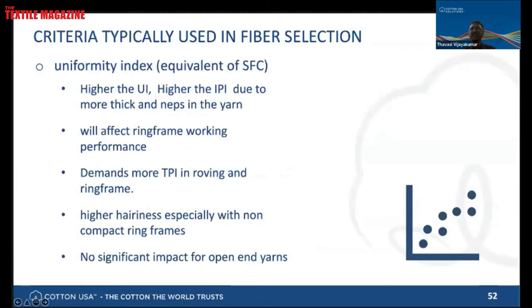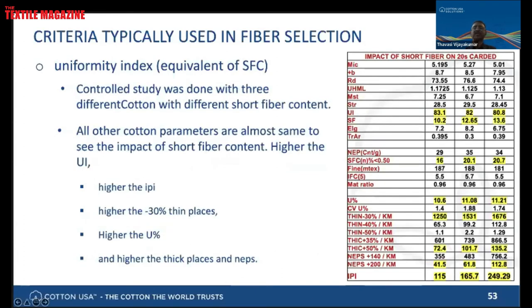So uniformity index value is one of the most important parameters, especially when you process carded yarn. It has a big impact on IPI, hairiness value, and the twist being used. A control trial research to highlight the importance of UI. So there you can clearly see 83 uniformity index, 82 uniformity index, and 80.8. You can see the IPIs on carded count. There is a significant difference in IPI.